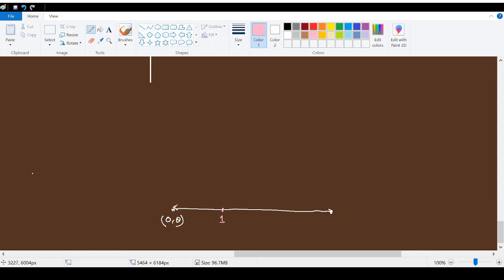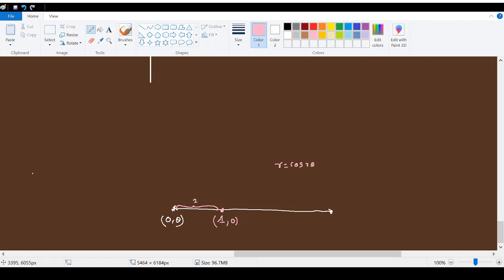And then the value of r should be equal to 1, which means this distance should be equal to 1 unit when theta is equal to 0. So this is a point on the curve of r equals cosine 2 theta, and we represent that point by the radius and the angle.